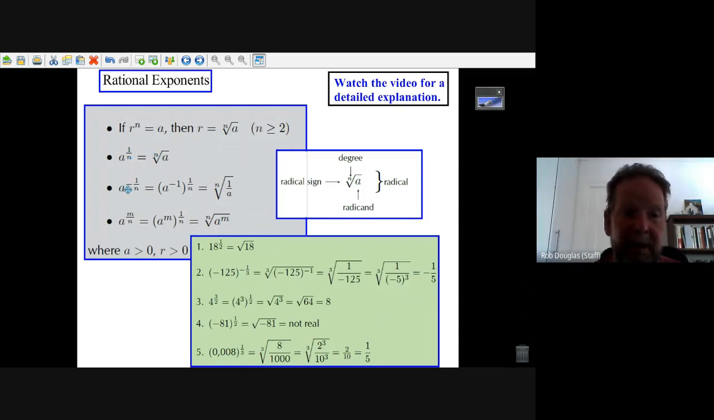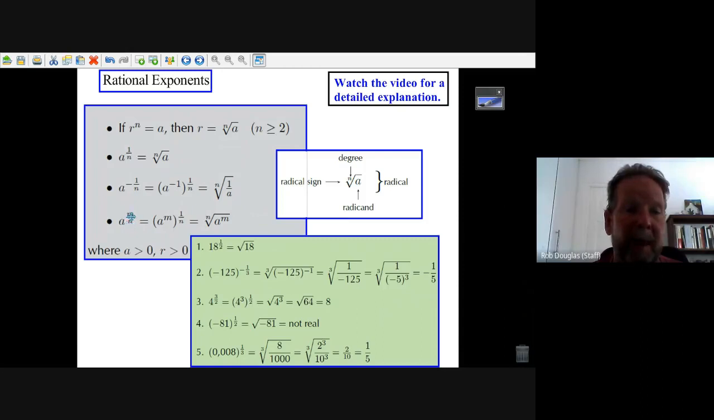If you see a to the negative 1 over n, you could think of it as a to the negative 1 and then to the 1 over n. So it's the nth root. Well, negative means put it on the other side of the fraction. So it's 1 over a, the nth root of 1 over a.